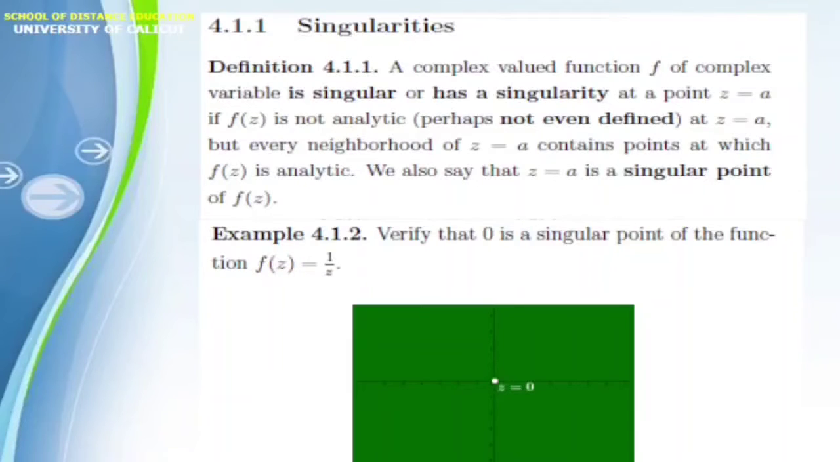For example, f of z is equal to 1 by z. Here the function at z equal to 0 does not exist, so it is not analytic there. So z equal to 0 is a singular point of this function f of z.